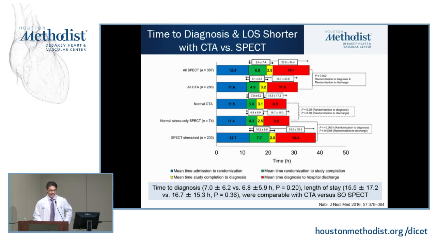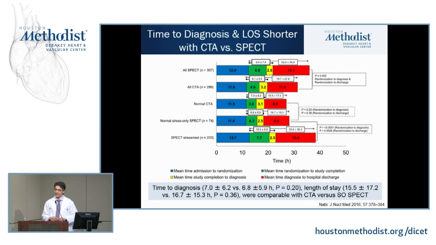Okay, so the interesting data from our study that was different from what was already published in the literature, those 4 trials that I showed you, was that what was similar was that, again, we showed CTA was faster than the all SPECT group. If you looked at both those having stress and rest and those having stress only, CTA was faster.